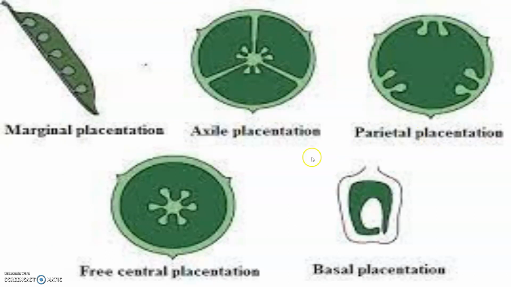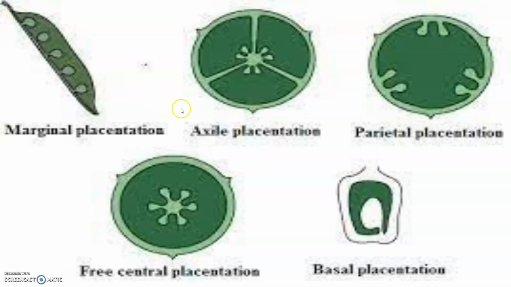Now let's talk about placentation. Placentation is the arrangement of the ovules within the ovary. The placentation is of different types. It can be marginal, axial, parietal, free central, or basal. In marginal placentation, the placenta forms a ridge along the ventral suture of the ovary, and the ovules are borne on this ridge, forming two rows, like in peas.